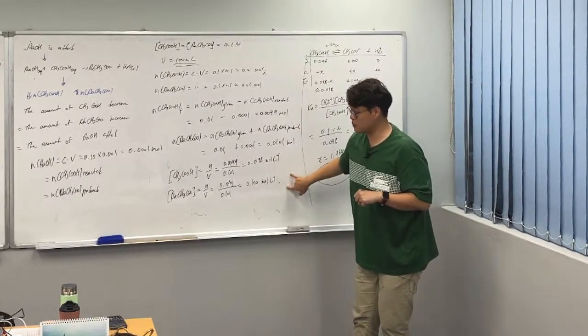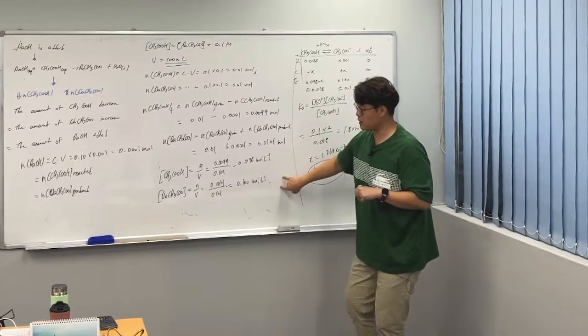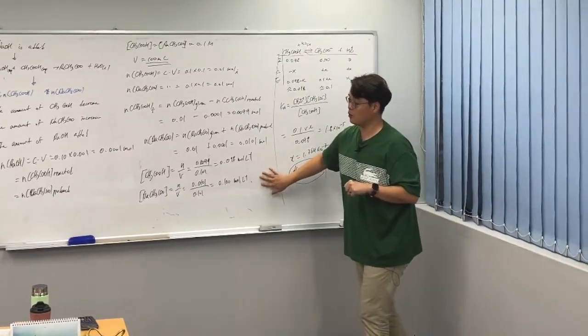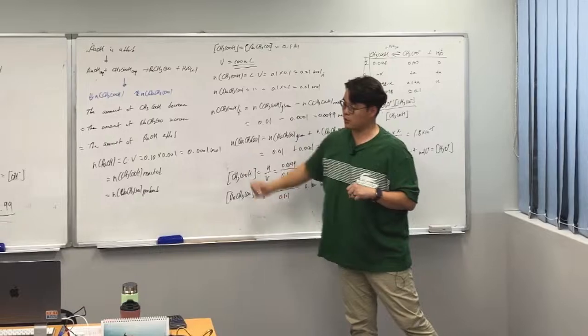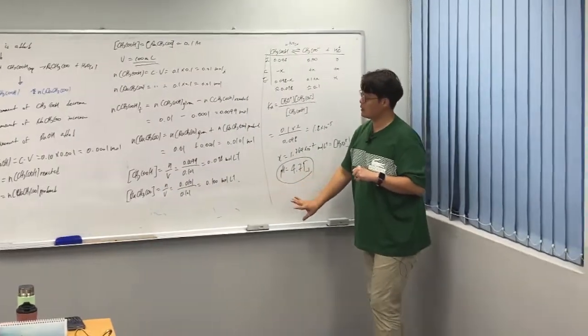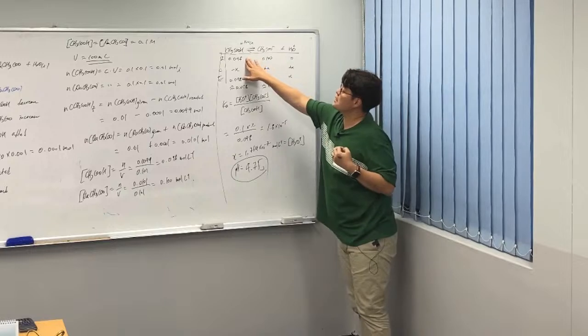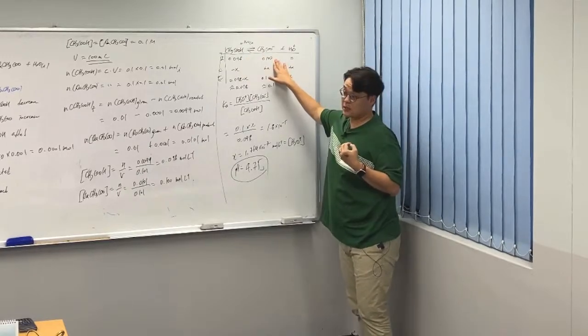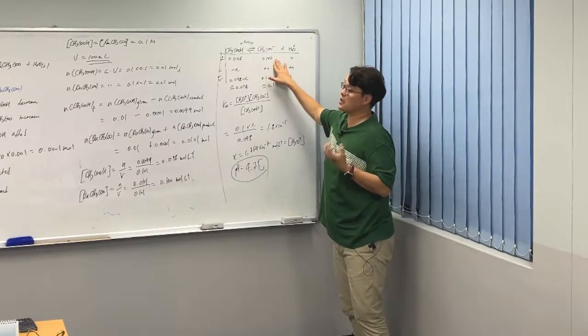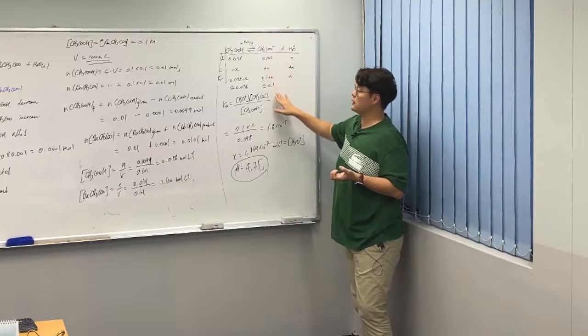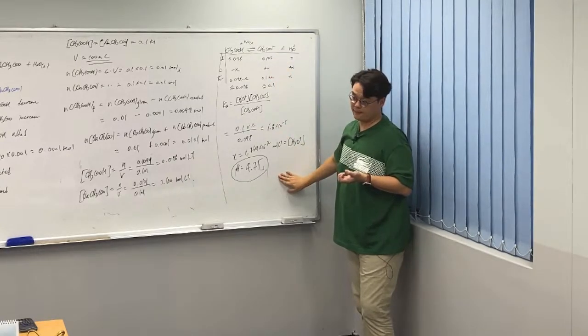Do you get it up to this point? That's after we put some sodium hydroxide into it. Then what we have to consider here is that this is now a mix of acetic acid and sodium acetate. Put it into the ICE table to calculate the pH of that, like this.